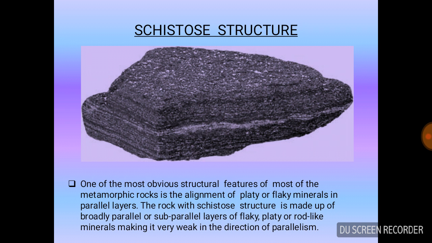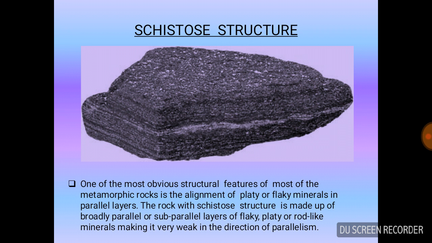It is one of the most obvious structural features of most metamorphic rocks, and it is generally described as the alignment of platy or flaky minerals in parallel layers. The rock with schistose structure is made up of broadly parallel or subparallel layers of flaky, platy, or rod-like minerals, making it very weak in the direction of parallelism. Here, the platy or flaky minerals like micas and other equidimensional minerals show a preferred orientation along parallel planes under the effect of stress dominating during metamorphism. The longer directions are parallel to the direction of maximum stress.